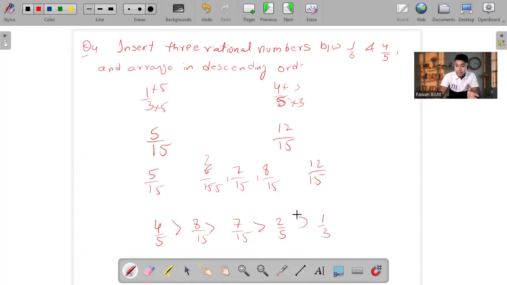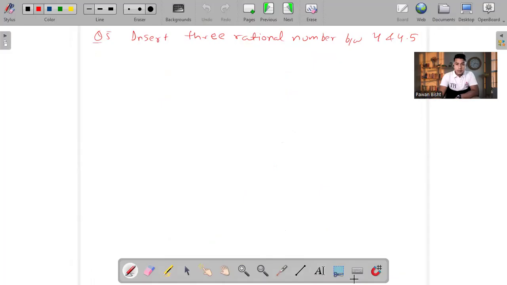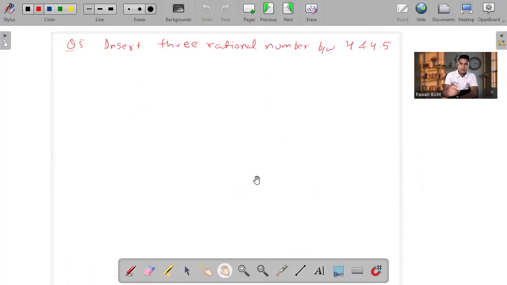Previous question, ascending order was there. This one, descending order. Next. Insert three rational numbers between 4 and 4.5. So 4.5 we can write as 9 over 2, correct? And here the denominator is 1. To make the denominator same, I do times 2 in both numerator and denominator. So it will be 8 over 2 and 9 over 2.